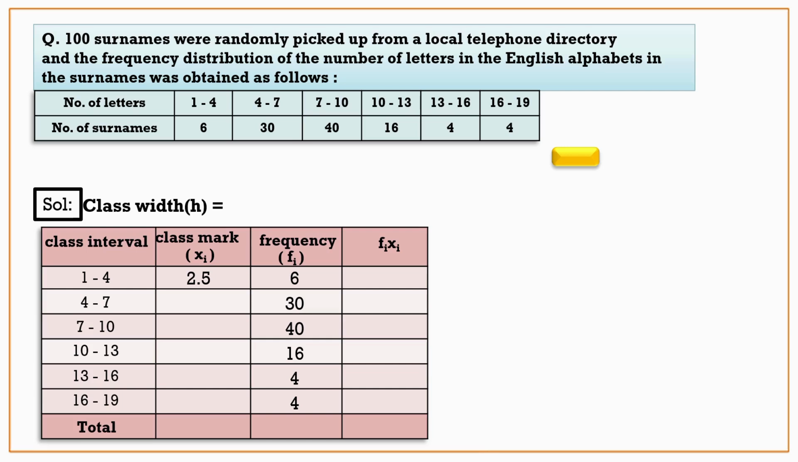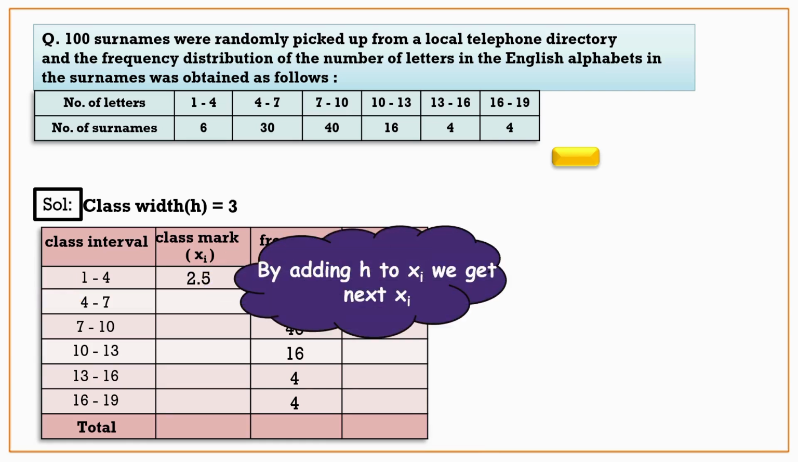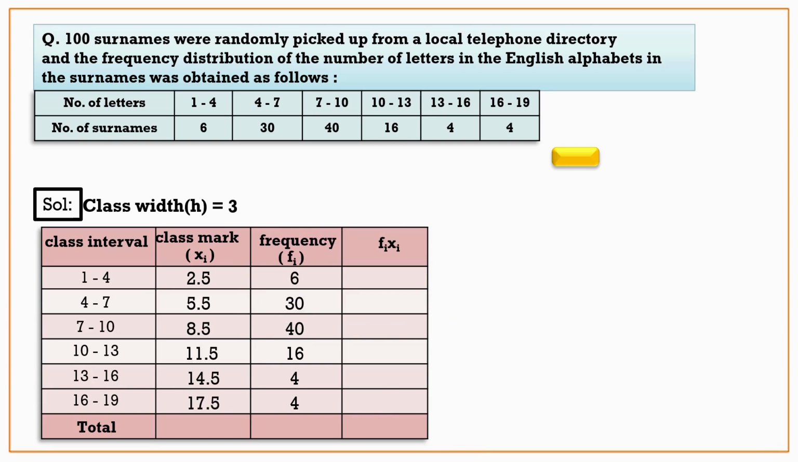In this way, to find the subsequent class marks, we have to first calculate the class width. Class width, we know, is the difference between two consecutive lower limits of the class interval. So here 4 minus 1, that is 3. Now just add h to xi to get the next xi. So 2.5 plus 3 is 5.5. Now 5.5 plus 3 is 8.5. In this way, we keep on filling the xi.